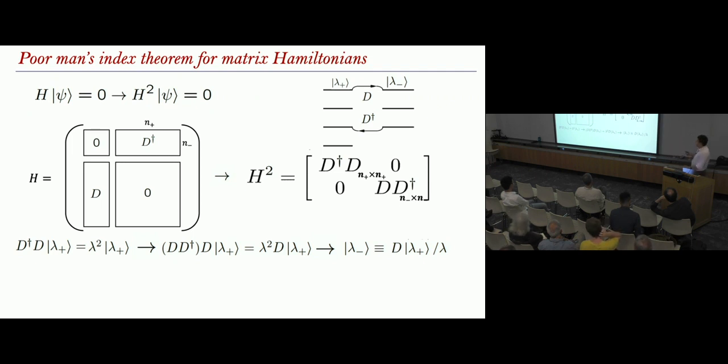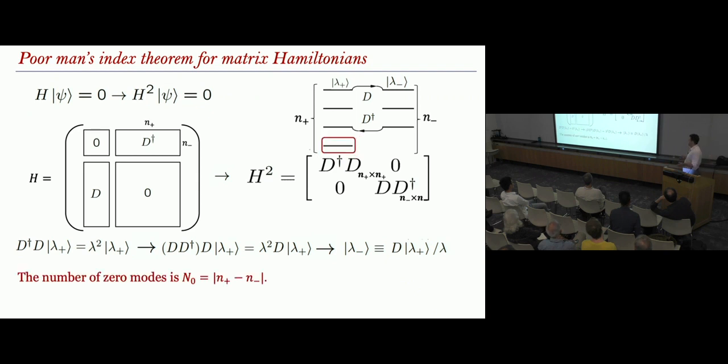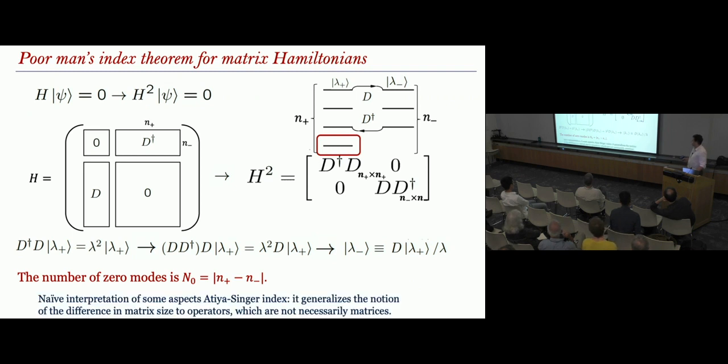But there should be n plus eigenvalues for D dagger D, let's say, and n minus for D D dagger. So there is a mismatch. And the only solution to resolving this mismatch is just to say that there have got to be zero modes which are associated with the mismatch in the matrix structure. So you get these zero modes, and that's basically a poor man's version of index theorems for matrix Hamiltonians.